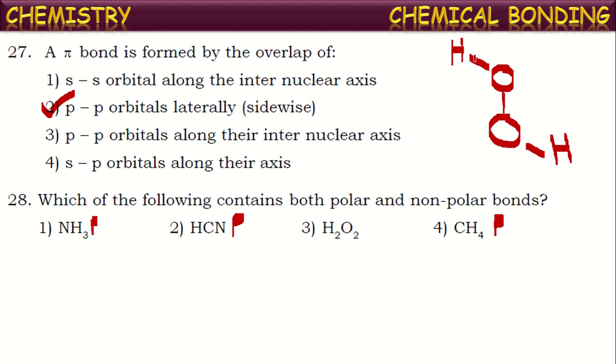If you observe the bond here between hydrogen and oxygen, hydrogen is less electronegative than oxygen and hence this will be polar covalent. This is not polar covalent. This is a non-polar covalent. Again, this is polar covalent. Okay, in this way, hydrogen peroxide molecule has polar as well as non-polar covalent bonds. Okay, this is the correct answer.